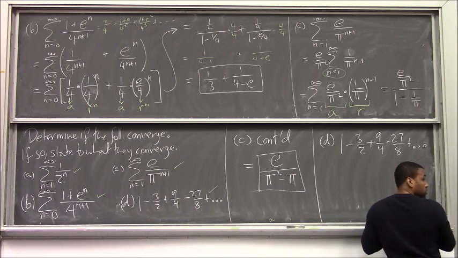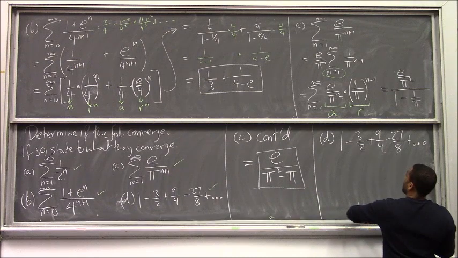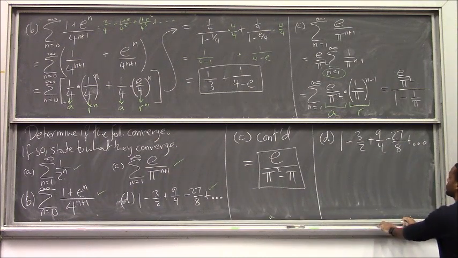Who had this one? Yeah, what did you do? I basically said it diverges because when I looked at the common ratio, it was like 3 by 2. Okay. And the absolute value of negative 3 by 2 is basically 3 by 2, which is greater than 1. So that's why, I don't know if I'm right.